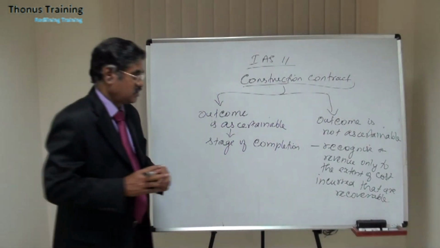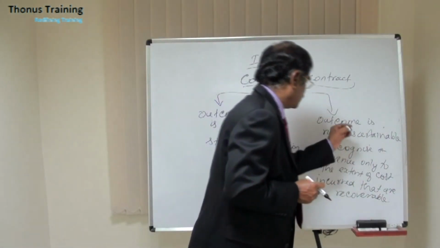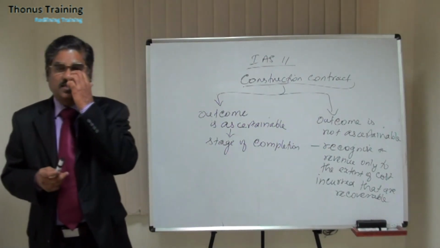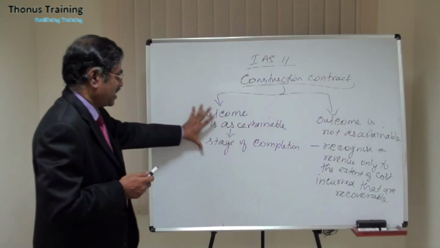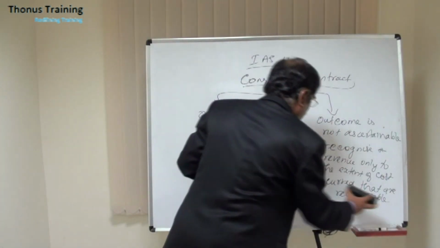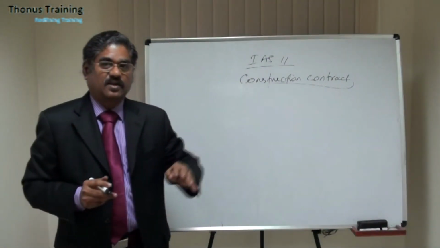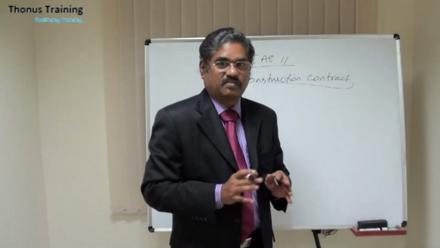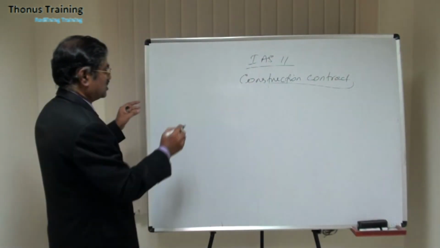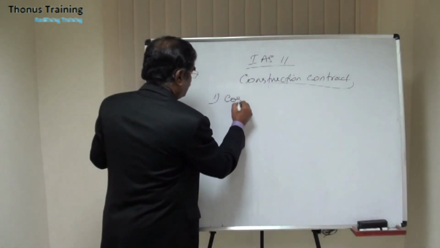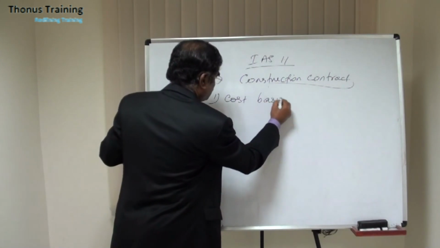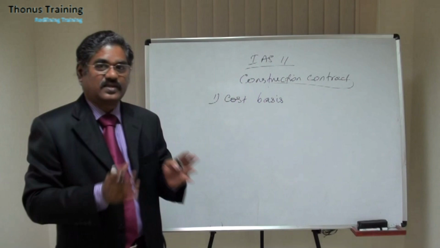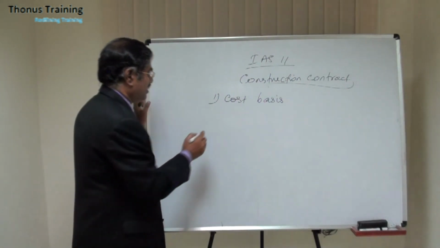So when the contract is at very initial stages, you are going to follow this method, that is you are going to recognize revenue only to the extent of cost incurred that are recoverable. Now coming back to the stage of completion method, how you are going to account. It does not prescribe any particular method for ascertaining the stage of completion, but it says it includes three methods. Number one, it is based upon cost basis, that is you are going to compare the total cost with the cost incurred to date, then that will be taken as the percentage of work completed.